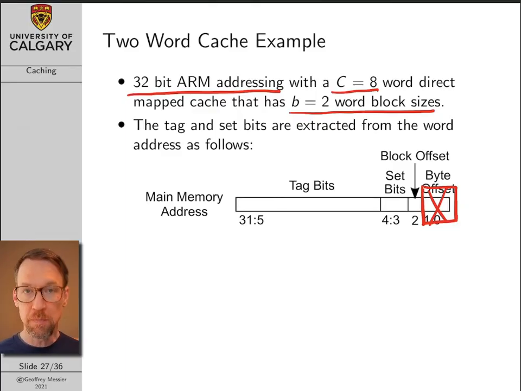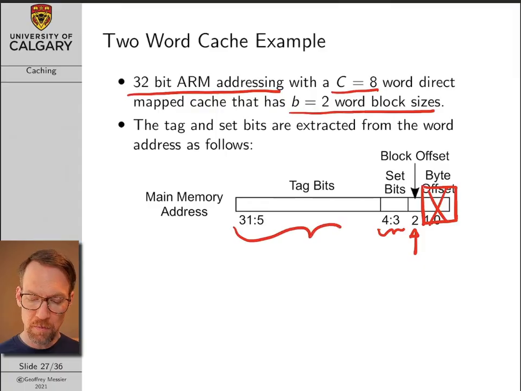Our block offset, because we've got 2 words in each block, we just need a single bit for block offset. So we use our 3rd bit, which has a bit index of 2. That doesn't mean there's 2 bits here. That's just our block offset is the 3rd bit, which has a bit index of 2. Because we've only got 4 sets now, we only need 2 bits. So the next 2 bits are our set bits, and then the remaining bits are what we use for our tag bits.